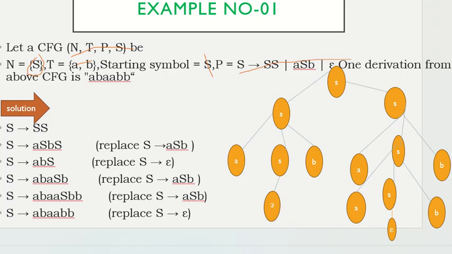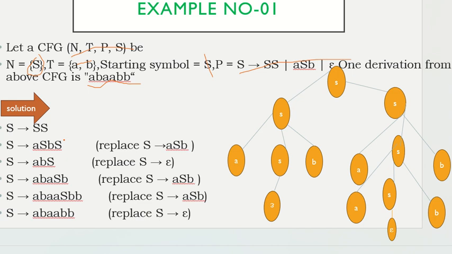Our goal is to derive the string ABAABB using this grammar rule. Step-by-step derivation from top to bottom. It starts by breaking the main S into two parts.